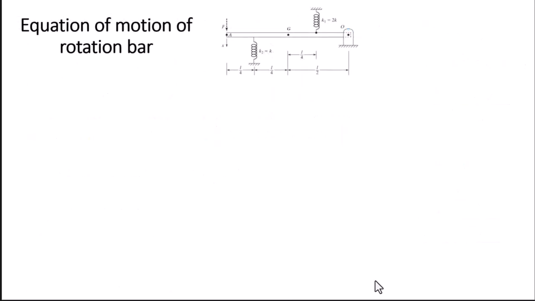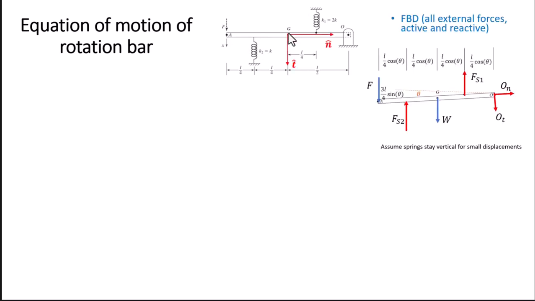Let's get the equation of motion of a bar that is rotating with respect to a fixed point O and has two springs. If we take our coordinate systems as tangential and normal components, for the pin we have two reactions. We will assume that springs stay vertical for small angular displacements. Therefore, we have a force that is opposite to the motion for this spring and also for this spring. This spring is being extended and this spring is being compressed. Then we have an applied force at the end A, and we have the weight of the bar.